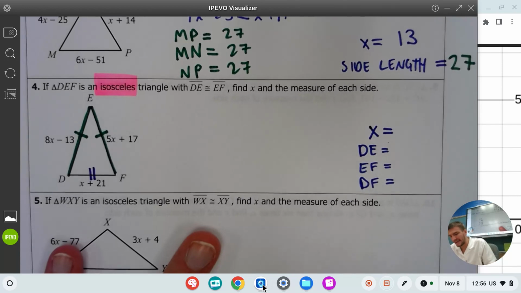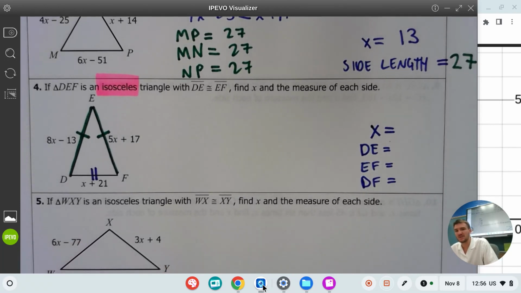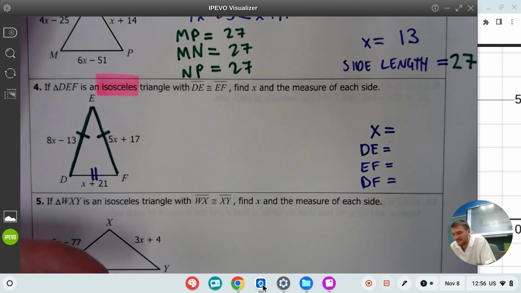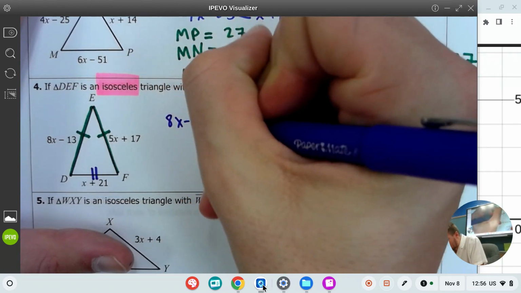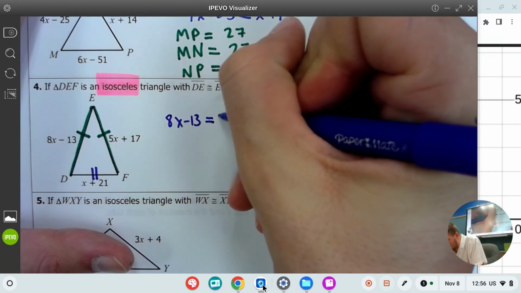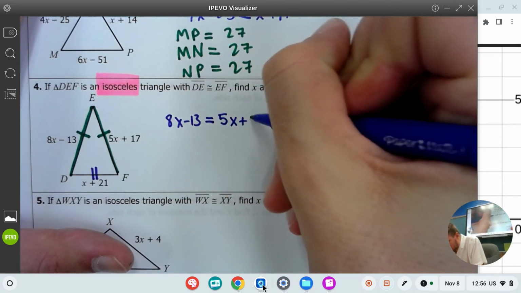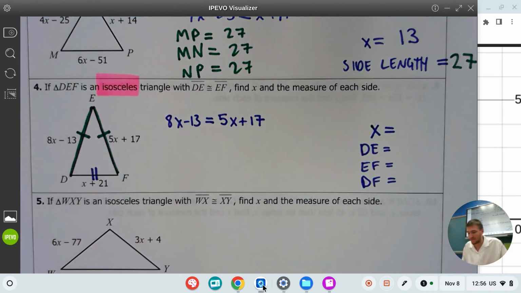Okay, let's make an equation to use Desmos. We need to come up with something that is equal. We only have one option here. Well, I guess we kind of have two because we could do our nice reflexive, but we have 8x minus 13 equals 5x plus 17, or symmetric, I should say. I said the wrong one there.